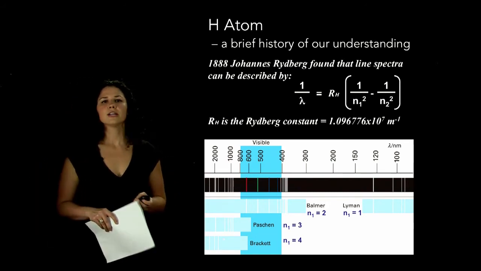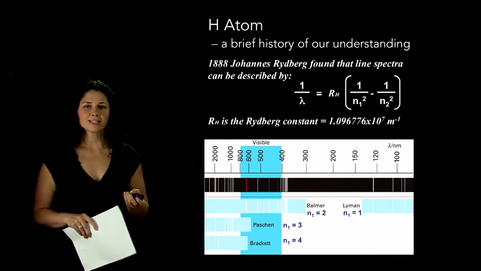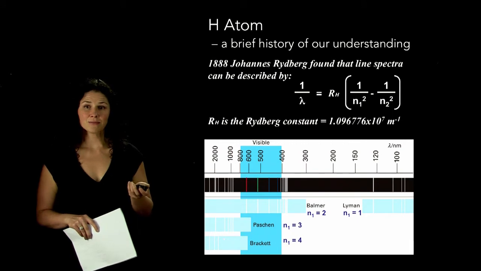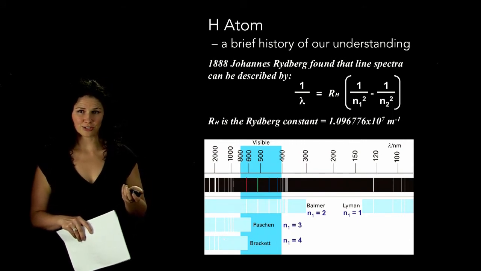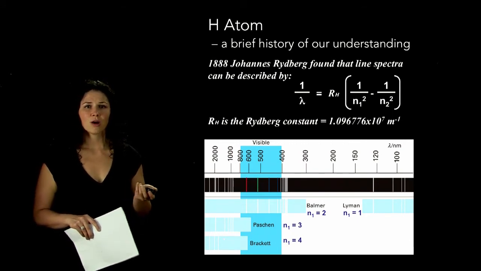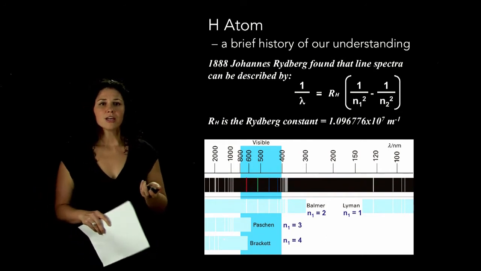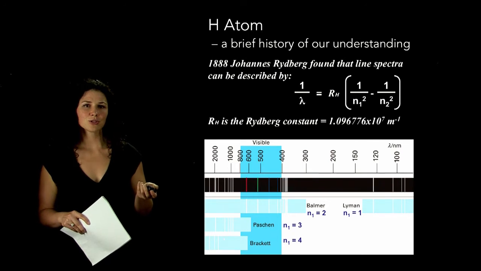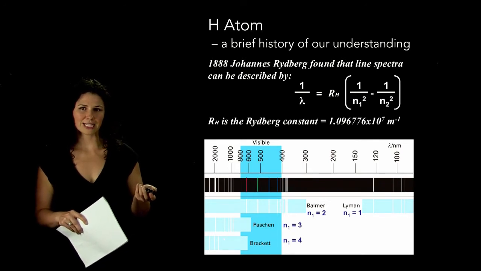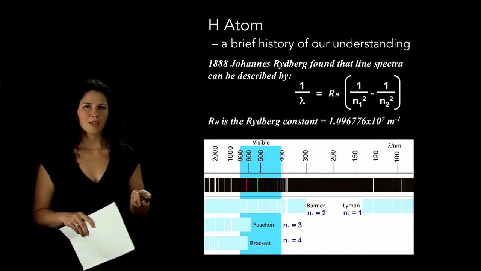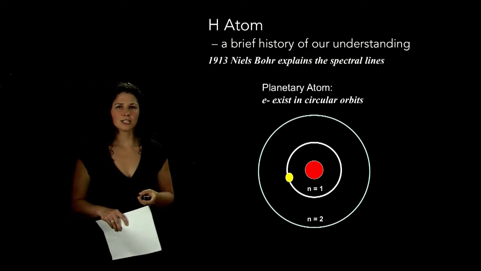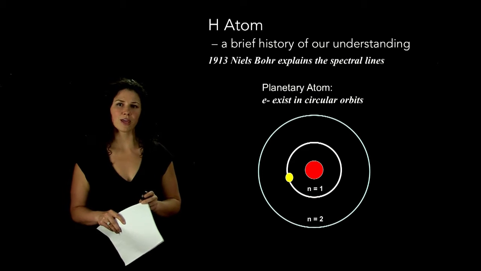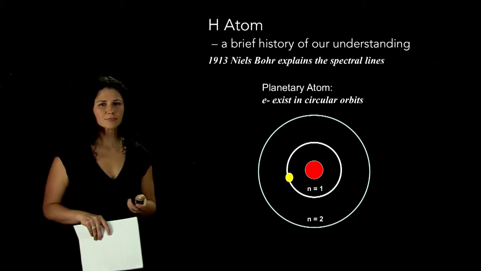So Johannes Rydberg fit this data to an equation, but no one knew why the n numbers needed to be integers, and we didn't understand what the Rydberg constant was all about. This equation was useful for explaining the data, but it didn't really explain why. And in 1913, Niels Bohr was the first one to explain the spectral lines. Why were they based on integers?